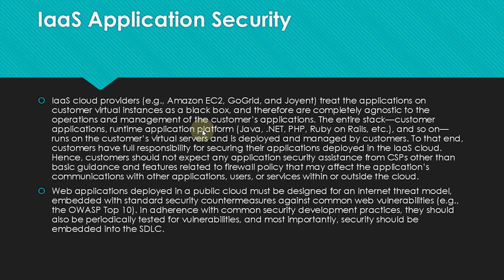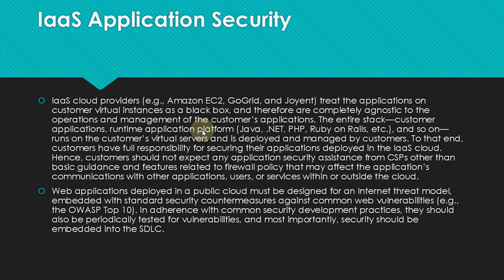After that, infrastructure as a service application security. You know, infrastructure means you are taking storage and processing power, or raw things, or very basic hardware from the cloud platform. So IaaS cloud providers like Amazon EC2, GoGrid, and Joyent treat the application on the customer virtual instances as a black box, and therefore are completely agnostic to the operation and management of the customer application.